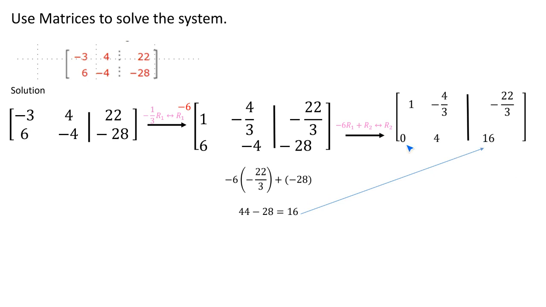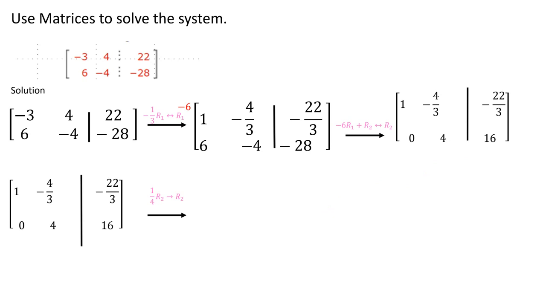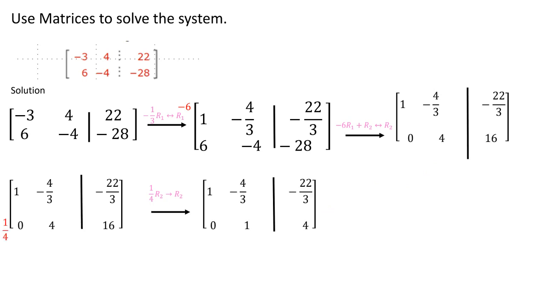So now I have 1 0. My next step is to make this 4 a 1. I can make this 4 a 1 by multiplying by 1/4. So I'm going to have 1/4 times row 2, and my answer I'm going to put in row 2. The first row, we're not going to change it, so I just write it as it is. And then the second row, I'm going to have 1/4 times 0 is 0. 1/4 times 4 is 1.